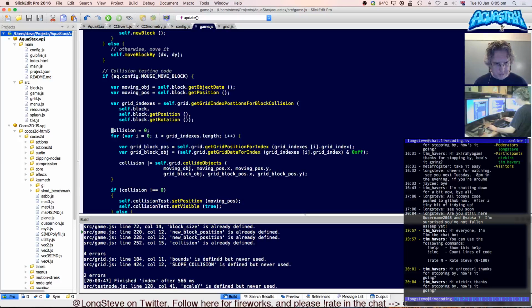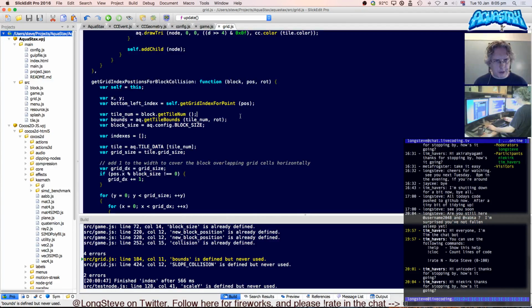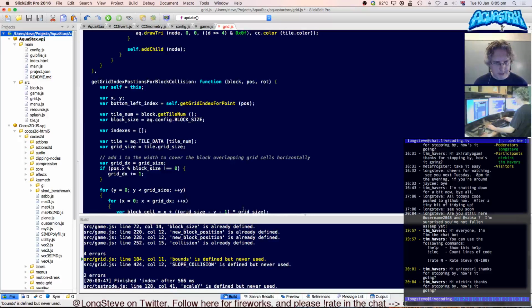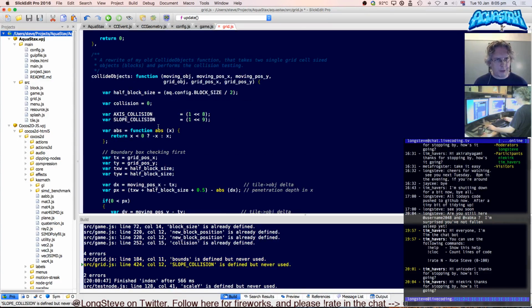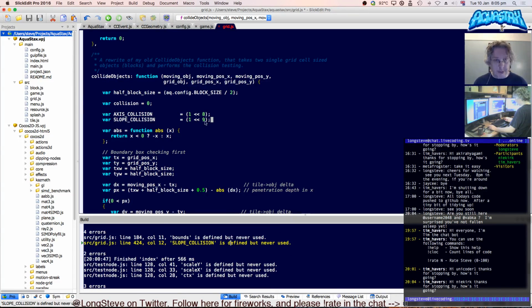Right, what else was there? Grid.js, bounds is never used. Well, I'll get rid of it. Slope collision is defined but never used. That's the function we're implementing at the moment, so I will leave that in there for now. Then save that.